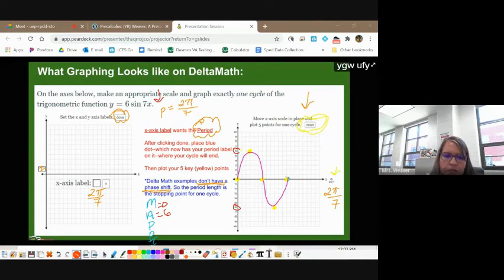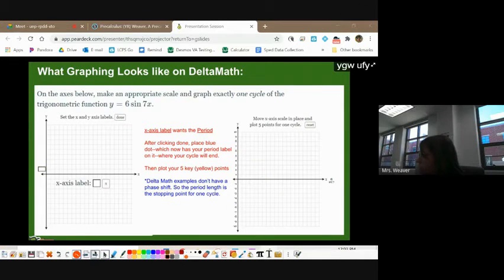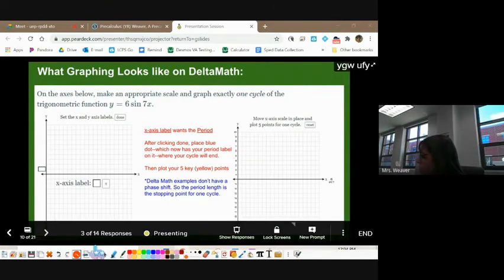So my recommendation to you was to do it like we did the first time, where you just made 1 grid line count as your interval for your next key point. Okay, questions about that? Okay, so that's what it'll look like on Delta Math. They do a lot of the work for you. They don't even make you label your interval, but there's usually no complaints for it being easier.